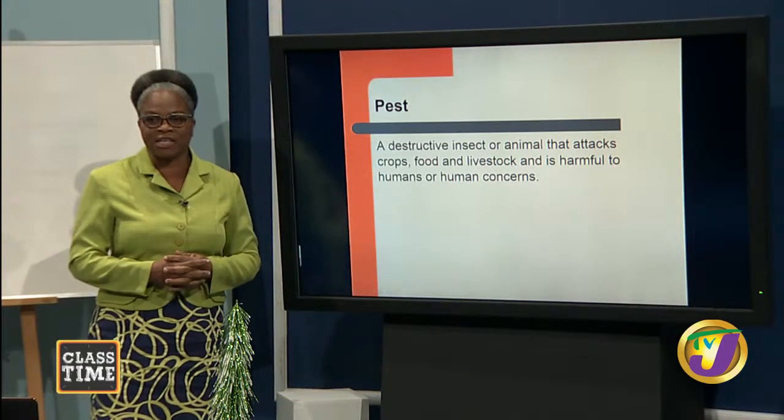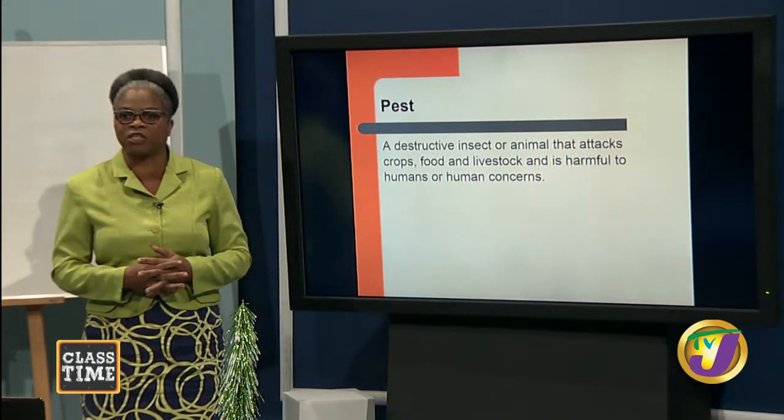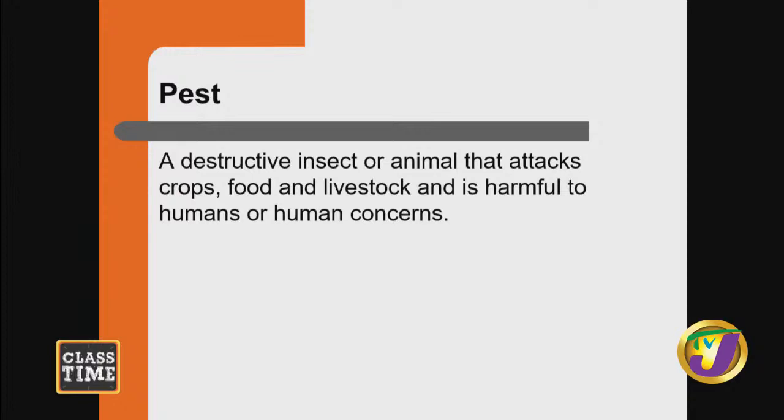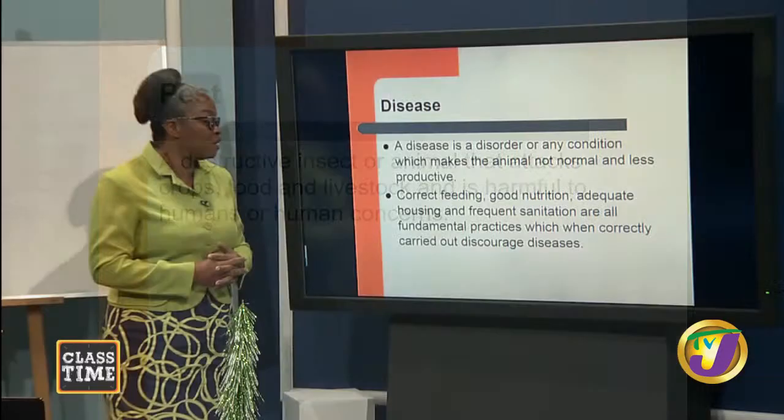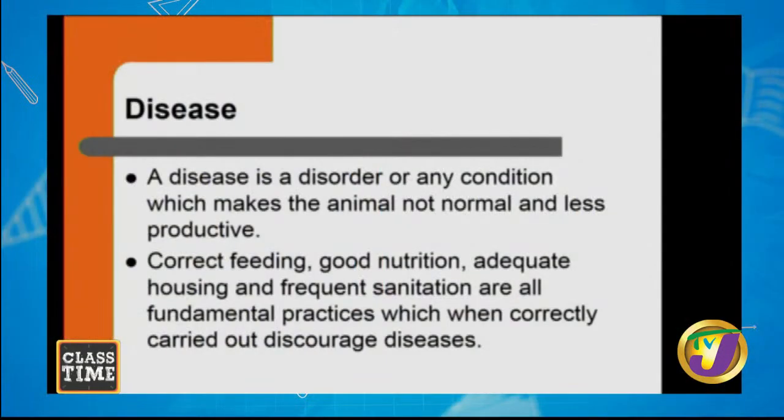Let us now look at a definition for pest. A pest is a destructive insect or animal that attacks crops, food, and livestock and is harmful to humans or human concerns. So a very important pest in agriculture is rats. Next definition, we want to look at disease. A disease is a disorder or any condition which makes the animal not normal and less productive.